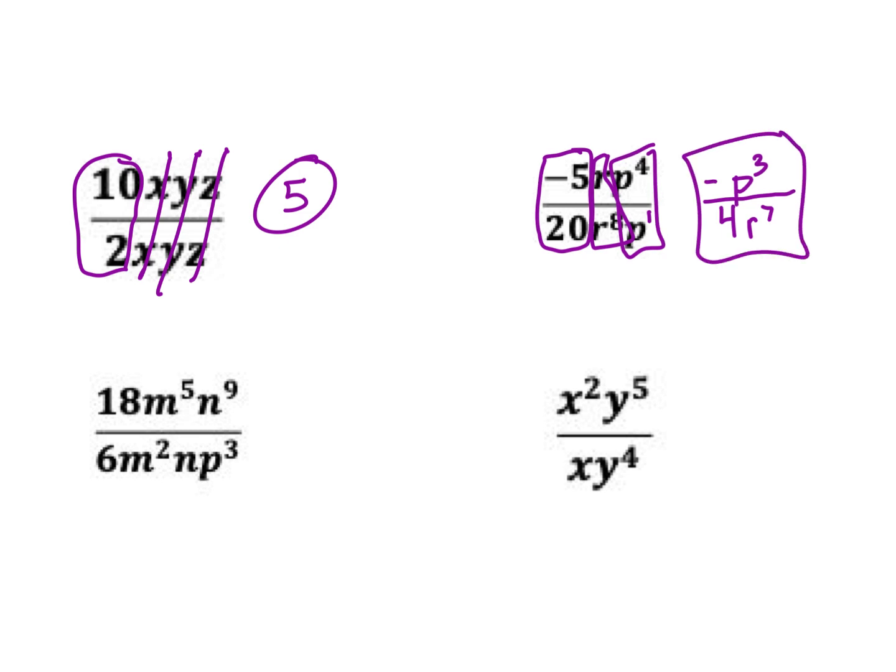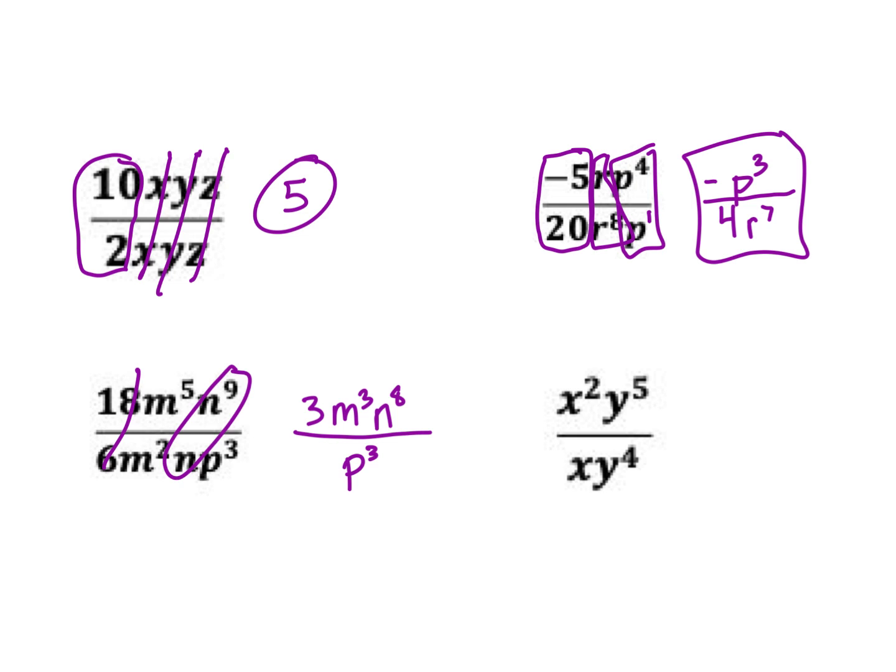Okay, the next one, 18 divided by 6 is 3. That's going to go on the top. I don't need a number on the bottom. M to the 5th minus m to the 2nd is m to the 3rd on the top. And n, I have an excess of 8 on the top. And then this p to the 3rd is going to stay on the bottom because there's no letter p on the top.